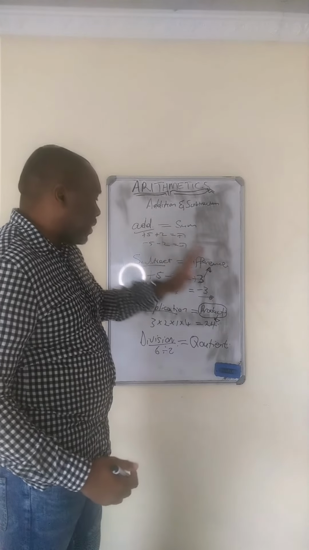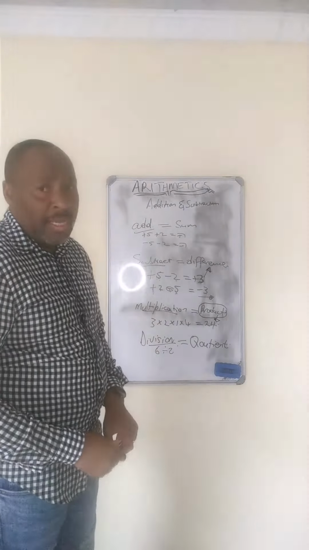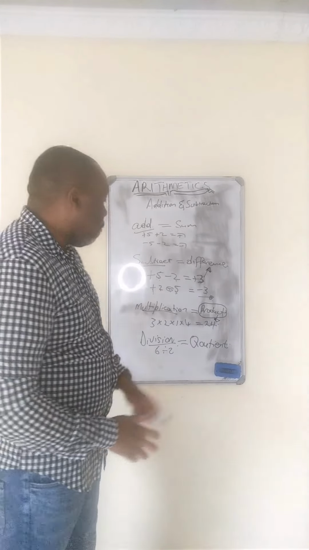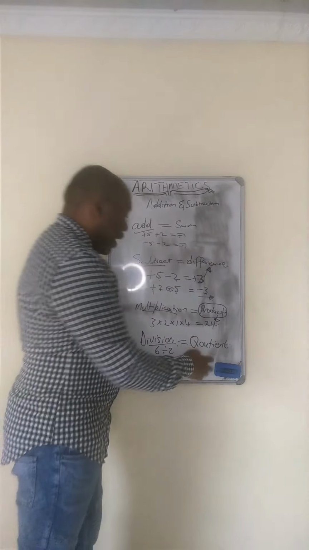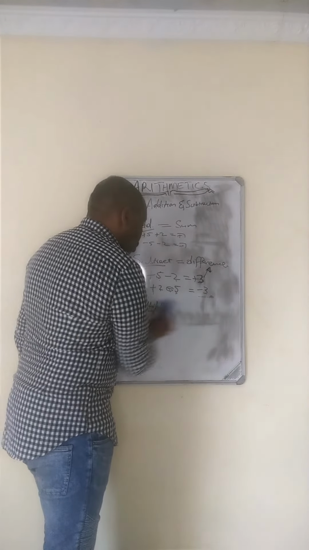When we subtract, it's a difference. When we multiply, it's a product. When we divide, it is a quotient. It is imperative that you understand these things. Otherwise, you will remain confused at all times. You will not even know what to do.